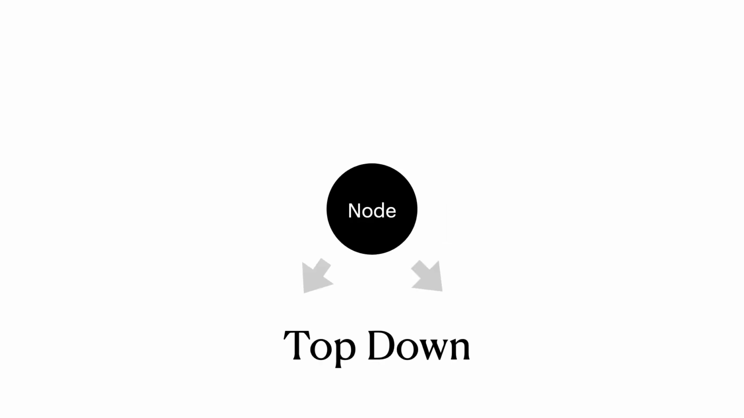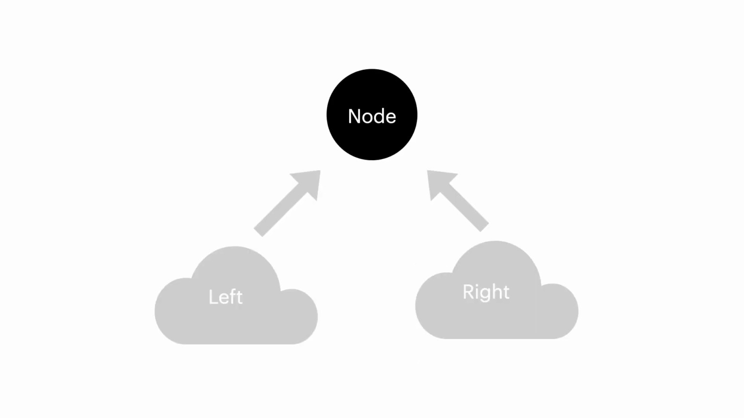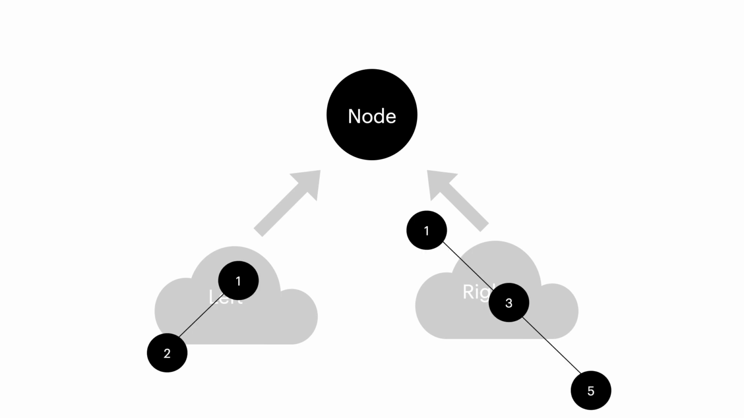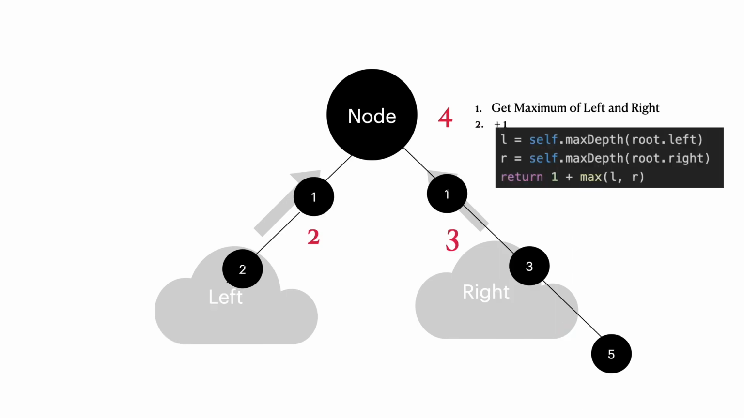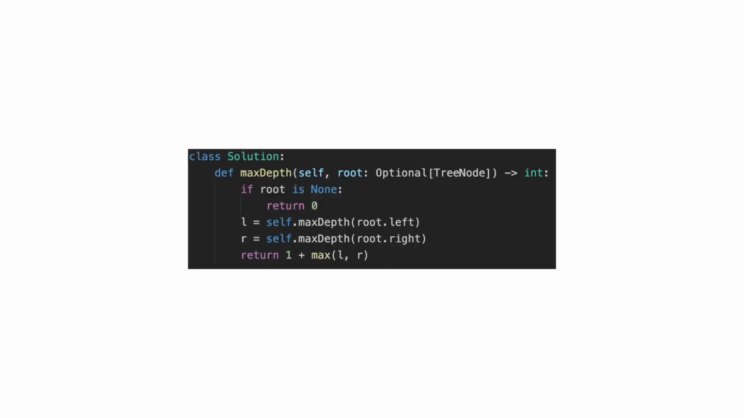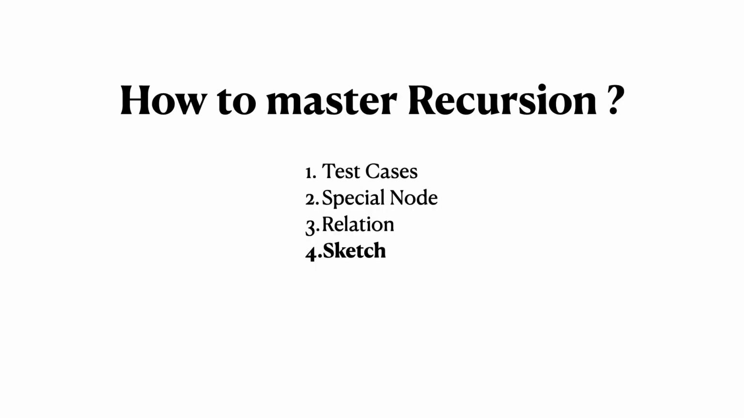Here is the node. Instead of top-down, let's use bottom-up. The result is coming up from left and right children. Like this. Left child is 2, and right child is 3. Finally, it becomes 4. How did you calculate it? First get the maximum of left and right children. Because the maximum is 3, let's do +1. The code will look like this one. However, this is not the end. Let's see the next step.